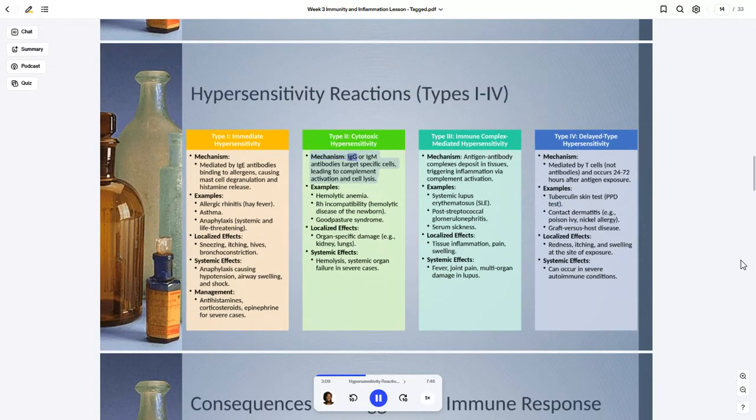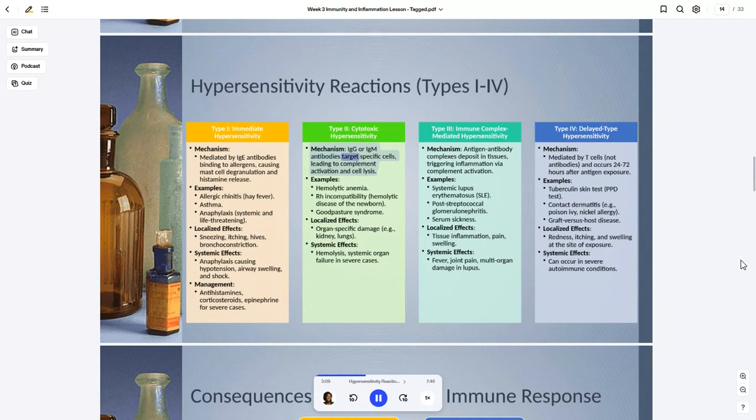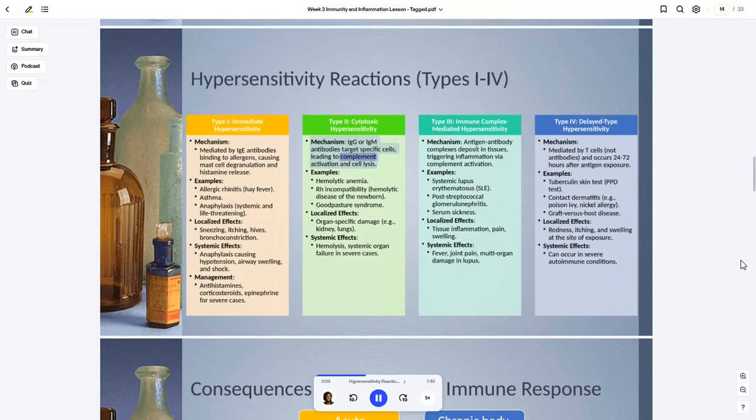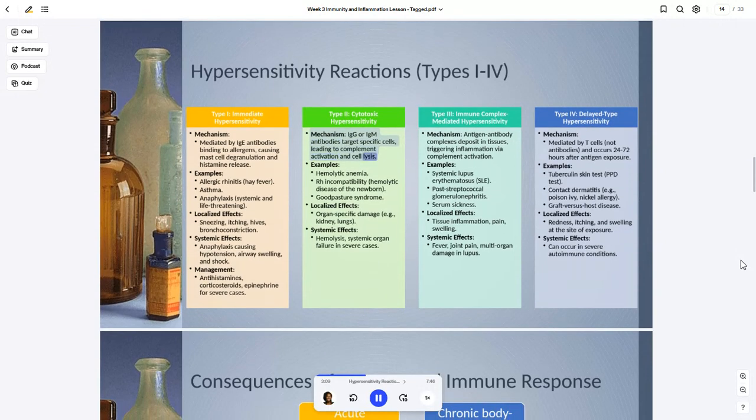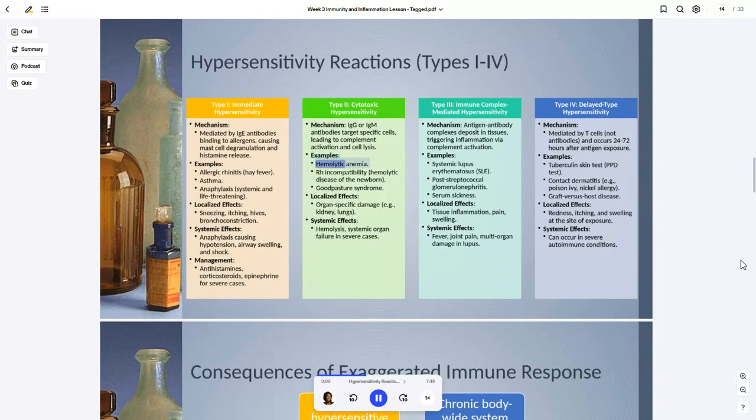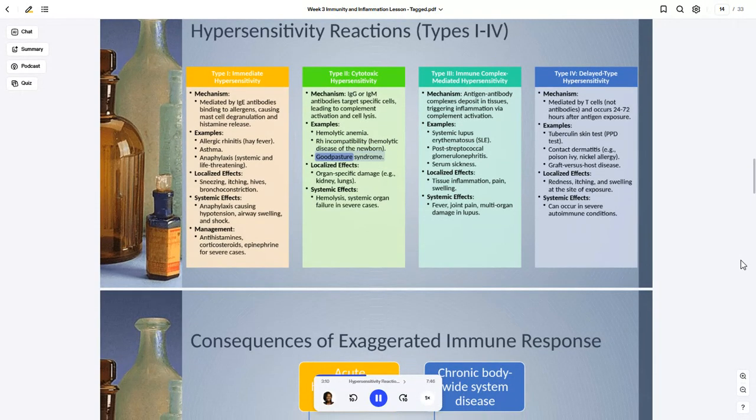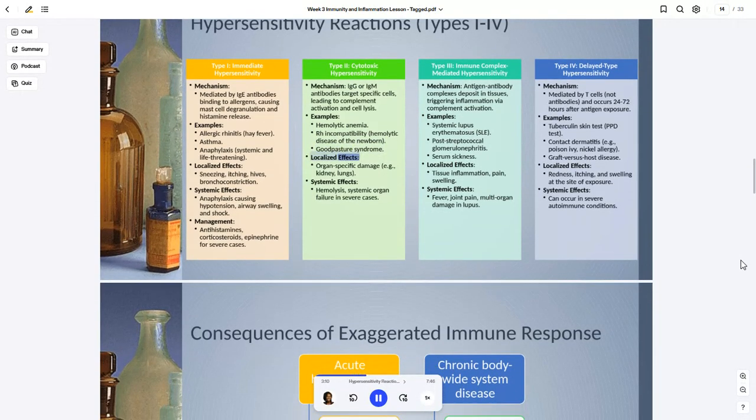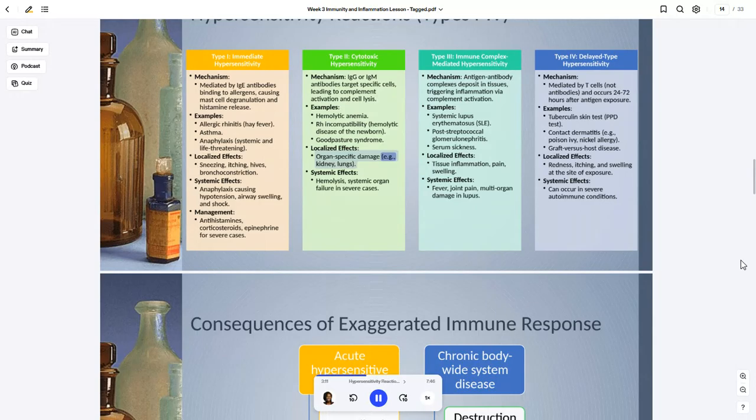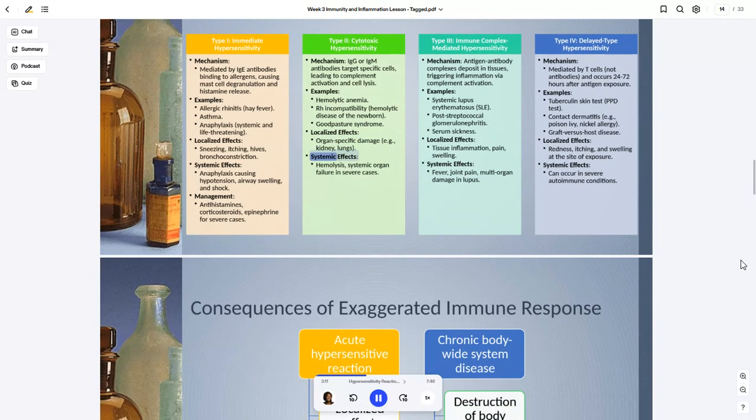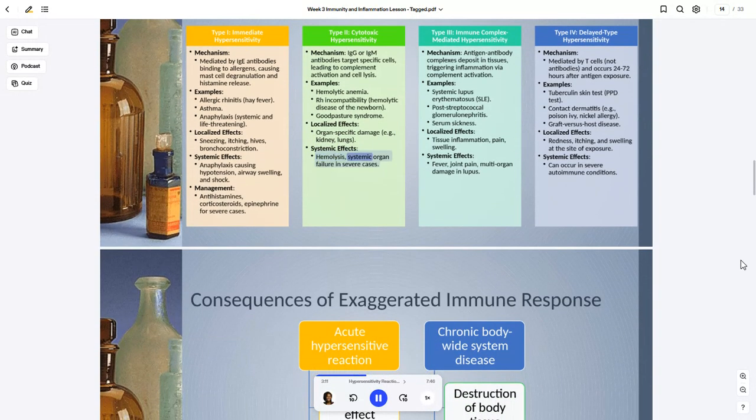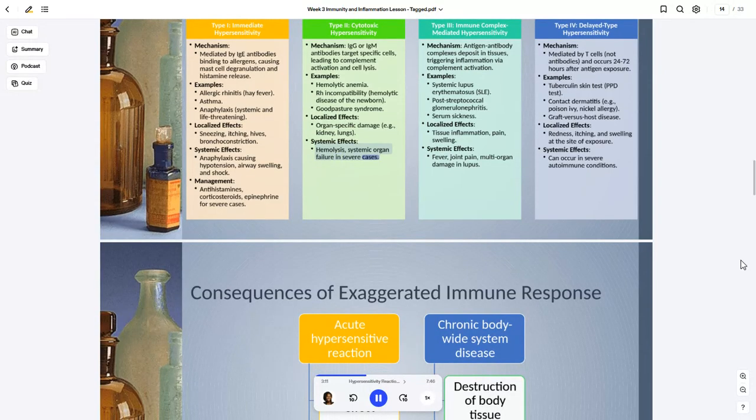Mechanism: IgG or IgM antibodies target specific cells, leading to complement activation and cell lysis. Examples: hemolytic anemia, Rh incompatibility, hemolytic disease of the newborn, Goodpasture syndrome. Localized effects: organ-specific damage, for example, kidney, lungs. Systemic effects: hemolysis, systemic organ failure in severe cases.